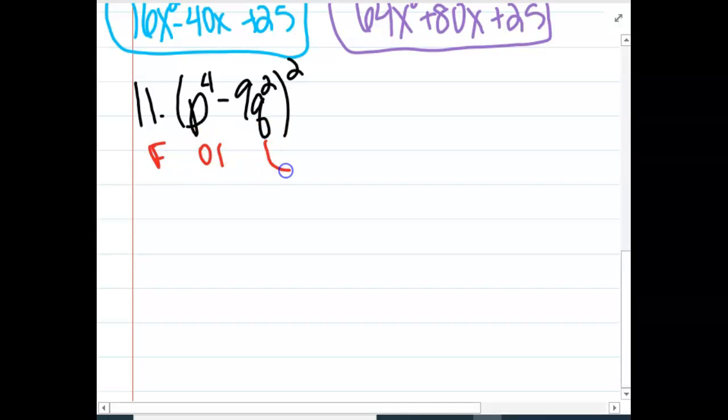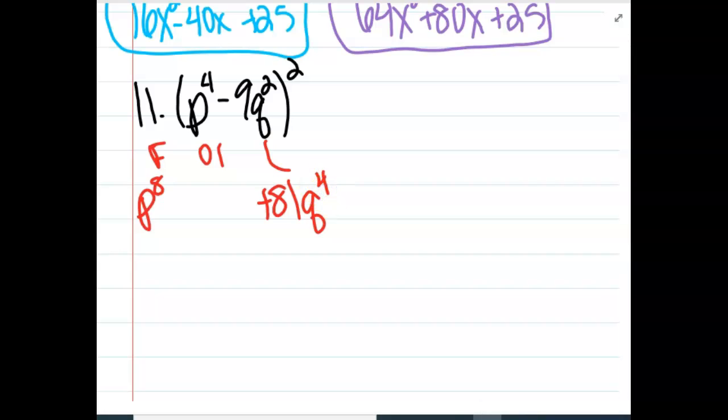Just take this one slow. What are we going to multiply to find the F? P to the fourth times p to the fourth is p to the eighth. Just take it piece by piece. How are you going to find the L? Negative 9q squared times negative 9q squared. Negative 9 times negative 9 is a positive 81. Q squared times q squared is q to the fourth.